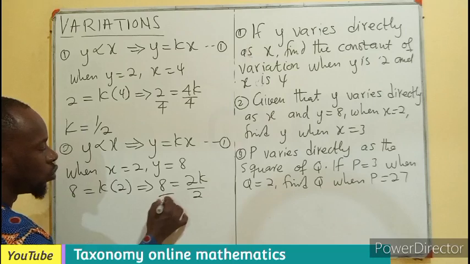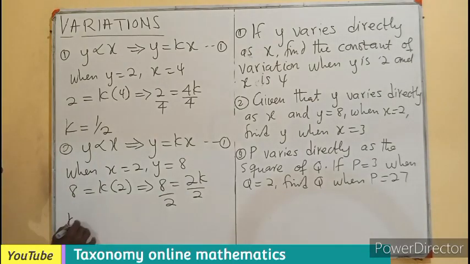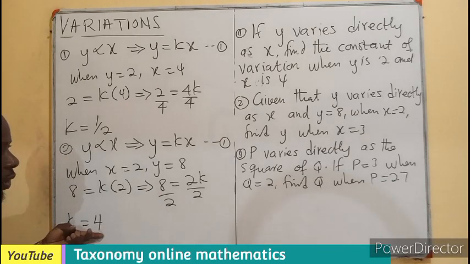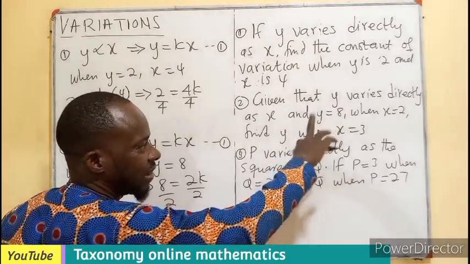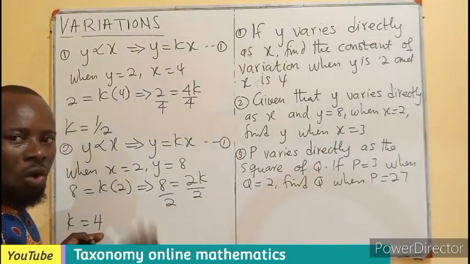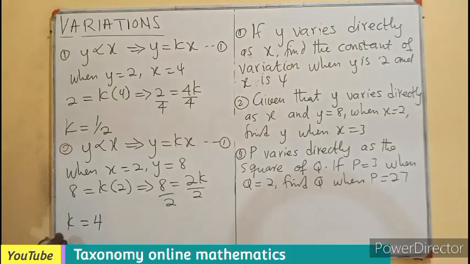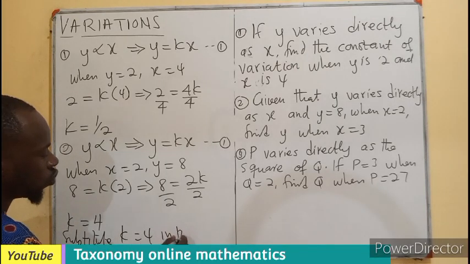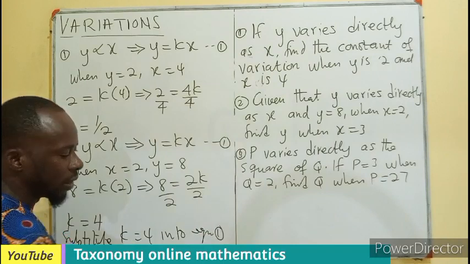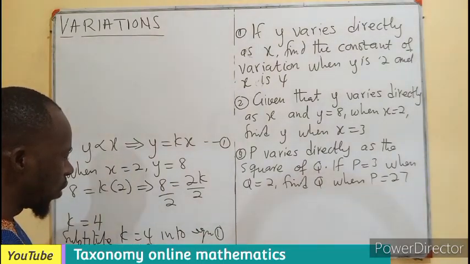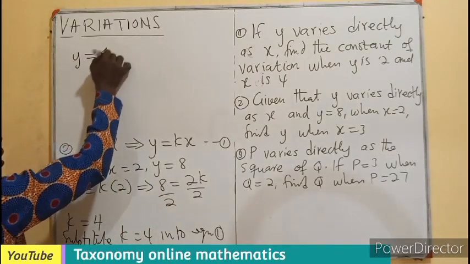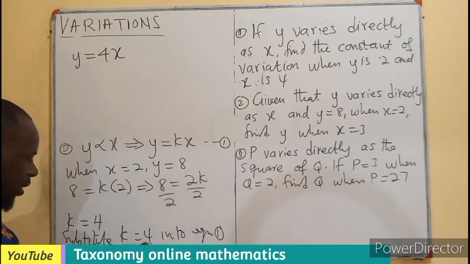So we divide by 2 in order to find the k, which is going to be 4. 8 divided by 2 is what? 4. So now we know our constant. So it means the x and the y are varying by the constant of 4. So now let's substitute k equals to 4 into our equation 1. If you put this k equals to 4 into equation 1, it's going to be y equals to 4x. In place of k, we have 4.